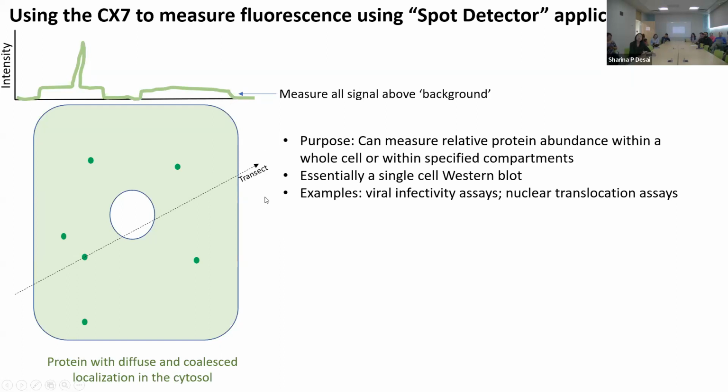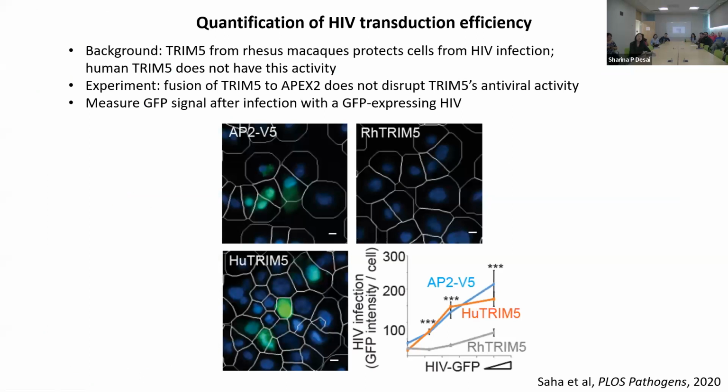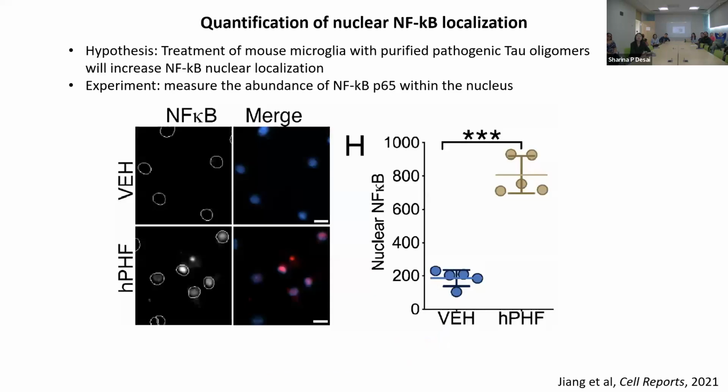We've used this to do viral infectivity assays or nuclear translocation assays. I'll show you just a couple examples real quickly here. Here we have cells that are expressing TRIM5 from rhesus macaques, which actually blocks infection by HIV, or human TRIM5, which does not. We're now infecting with different MOIs of HIV that expresses a green fluorescent protein. You can see that in the rhesus TRIM5 cells, there's no green. In the negative control cells, the human TRIM5, there is green, and this is quantitated here. This is using this spot detector function, just measuring how much green is there in the cell.